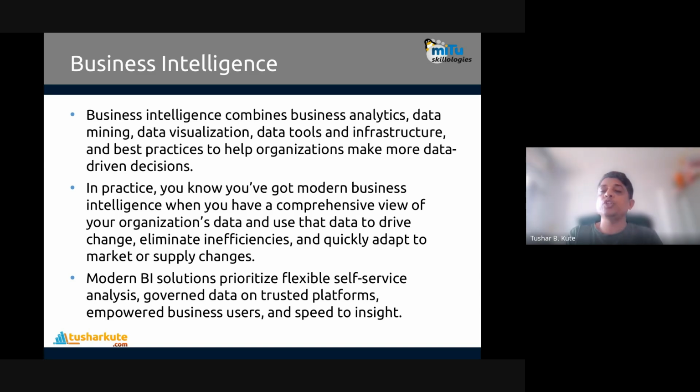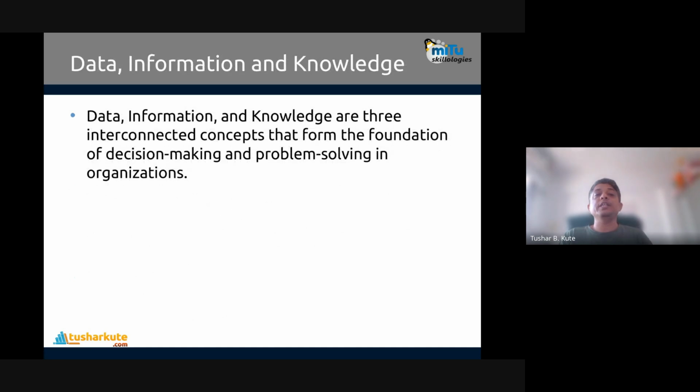Modern BI solutions prioritize flexible self-service analysis, govern data on a trusted platform, and empower business users to speed up the insights. It means my primary aim is to identify novel insights from the data, so I can use those insights for making useful decisions for the growth of my business. That's what business intelligence means.